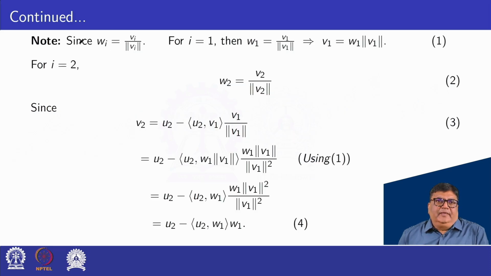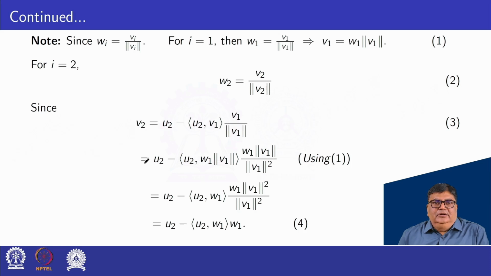Noting point: since wi is equal to vi upon norm of vi, suppose i is equal to 1, then w1 equal to v1 upon norm of v1. This implies that v1 is equal to w1 into norm of v1. Equation 1. For i is equal to 2, w2 is equal to v2 upon norm of v2. Since v2 is equal to u2 minus inner product of u2 and v1 into v1 upon norm of v1 squared.